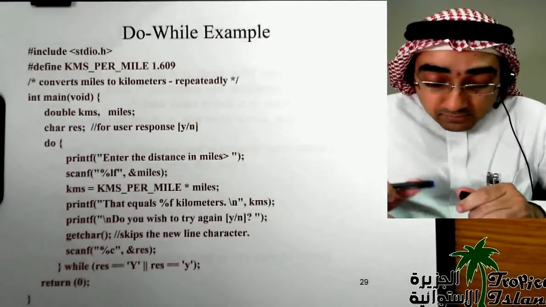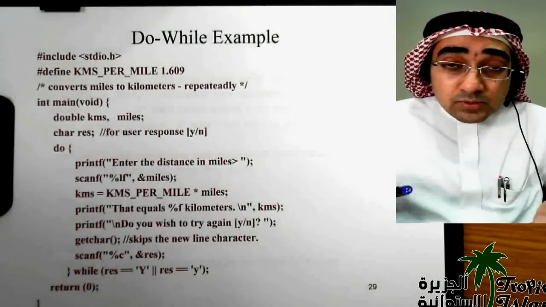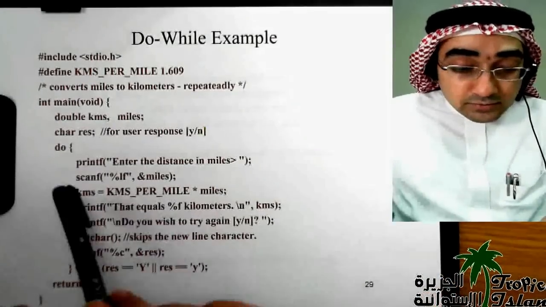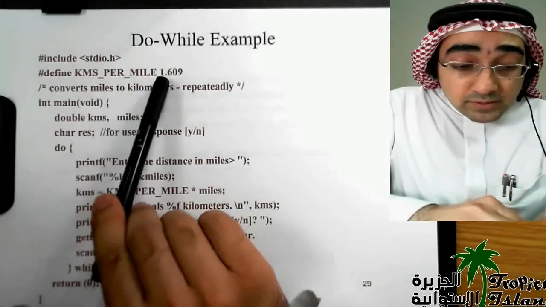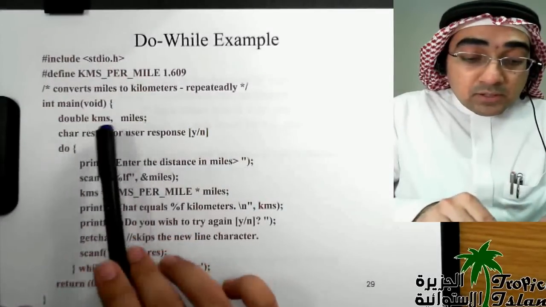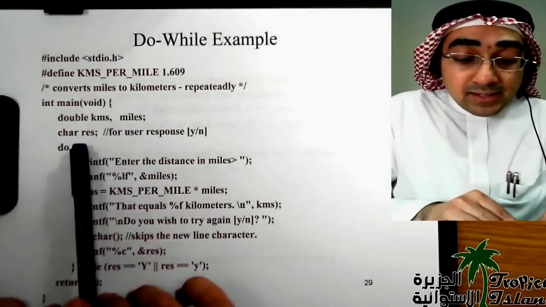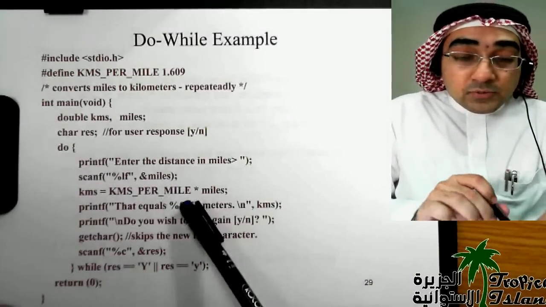Here's an example. An example over here is we want to convert from miles to kilometers. This is the first example we actually started from, and in this example, we want to convert from miles to kilometers, and we define the kilometers per mile as a constant, and we say double kilometers and miles. So we declare two variables, kilometers and miles, and we declare a character as res, to get a response from a user.